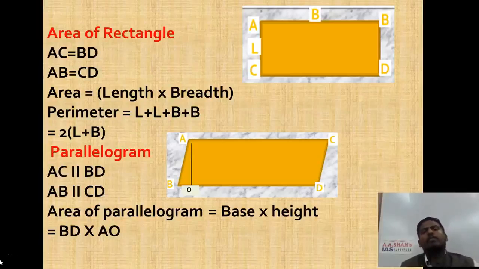Now, from rectangle, we move towards the parallelogram. In the second figure on the screen, you can see the main difference between a rectangle and a parallelogram is that they have parallel sides, but the sides are not equal over here. AC and BD are parallel to each other. Similarly, AB and CD are parallel to each other, but they are not equal in length. Now, moving towards the area of the parallelogram. It's very simple. It directly becomes base into height.